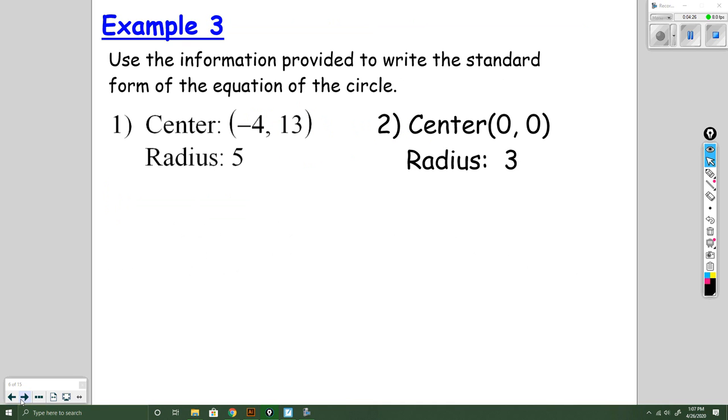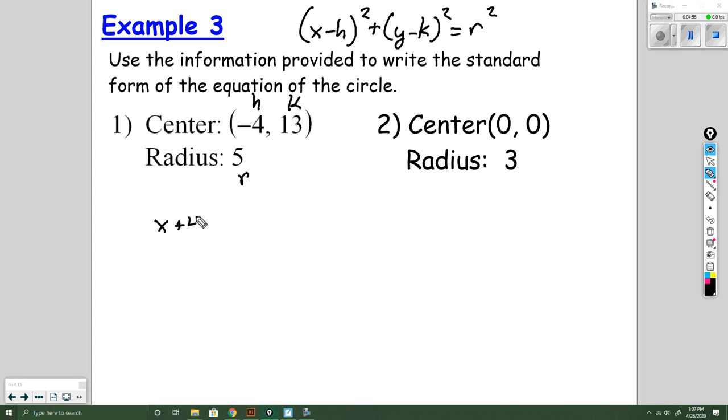Now we're going to write the standard form of the equation given the center and its radius. So just remember that in standard form, we have the quantity x minus h squared plus the quantity y minus k squared equals r squared, where the center is (h, k). So this is h, this is k, this is r, and now we can just fill it in to get our equation in standard form. So we have x minus negative 4, so I'm just going to write plus 4. Minus a negative is the same thing as adding.